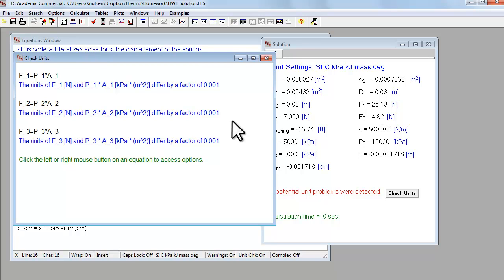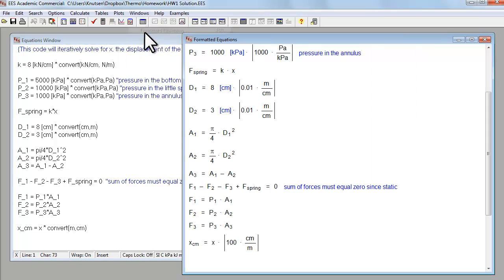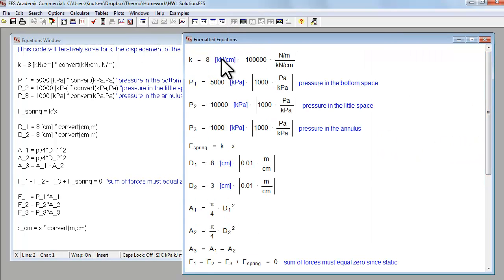And another feature, if you like, you can go to Windows and click Formatted Equations, or press F10 as the hotkey. And what it's showing me are all these formatted values with unit conversions built in, so I can check to make sure all my units are being converted properly. And then it does little things like format the equations or format the variables. Here's D subscript 1. It'll recognize pi, so I can see my area 1 is pi over 4 D1 squared, the geometry for a circle.